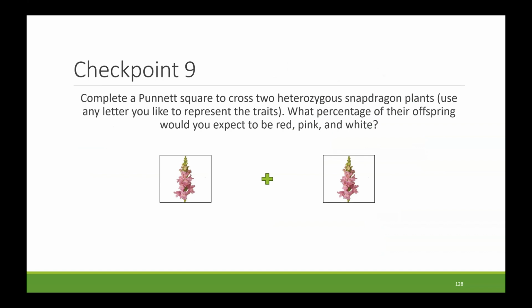Now let's stop briefly here and tackle another checkpoint. I'd like you to complete a Punnett square to cross two heterozygous snapdragon plants. And you can use any letter you'd like for this. What percentage of their offspring would you expect to be red, pink, and white?